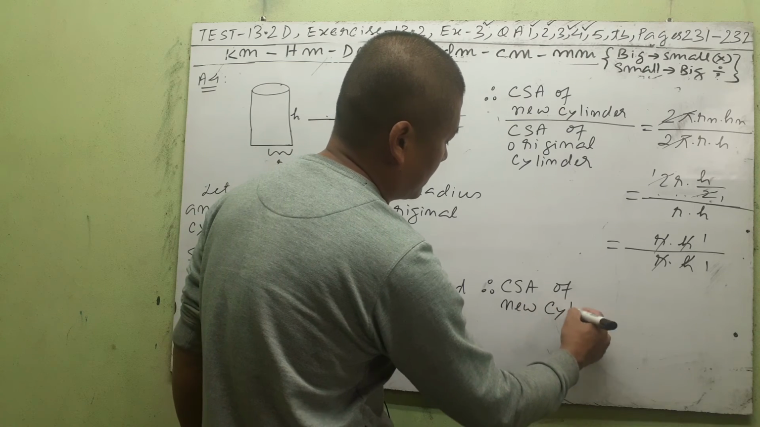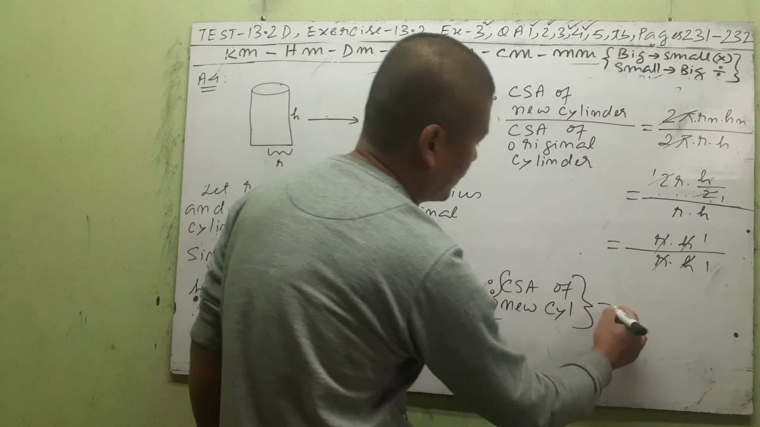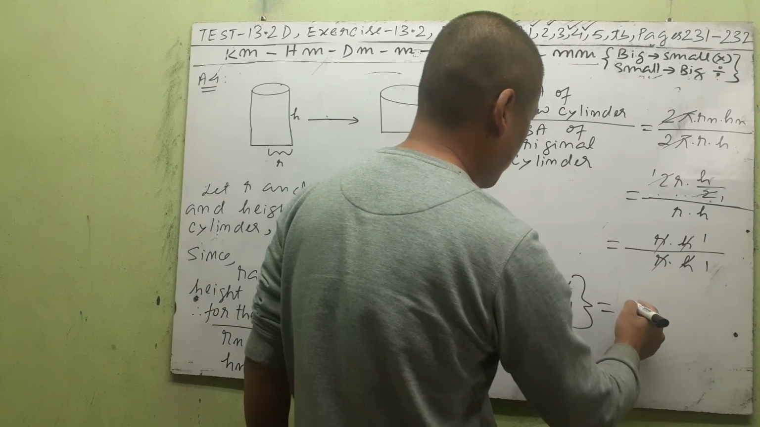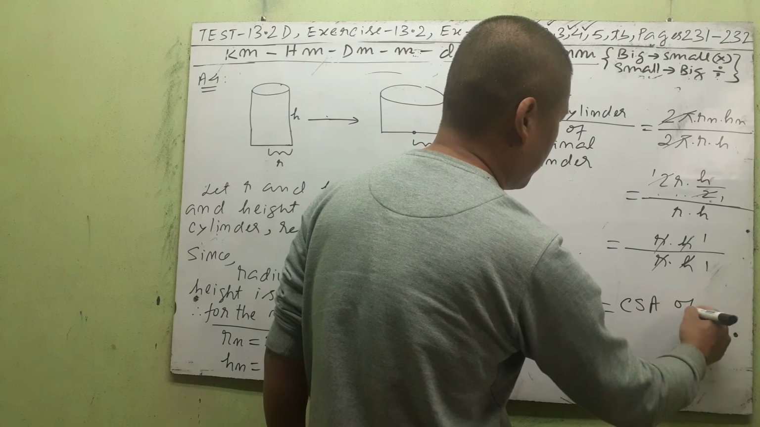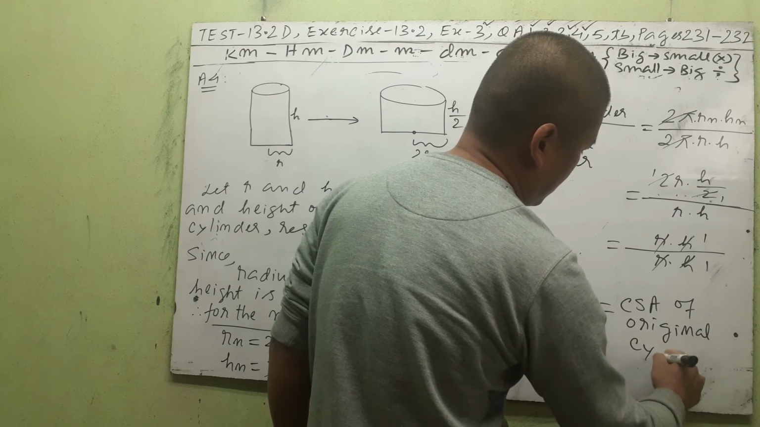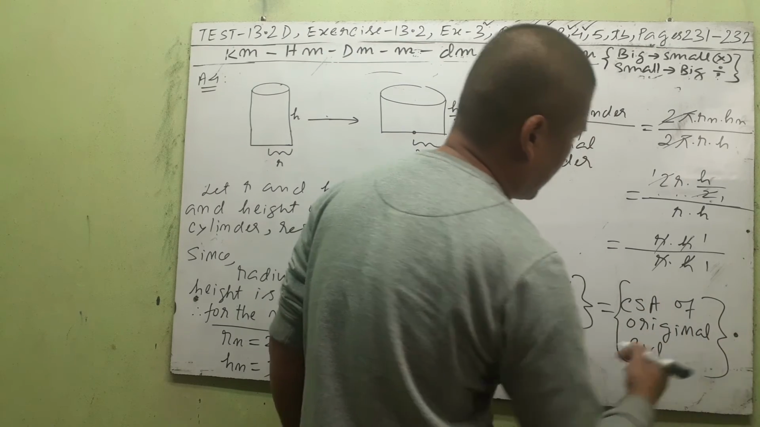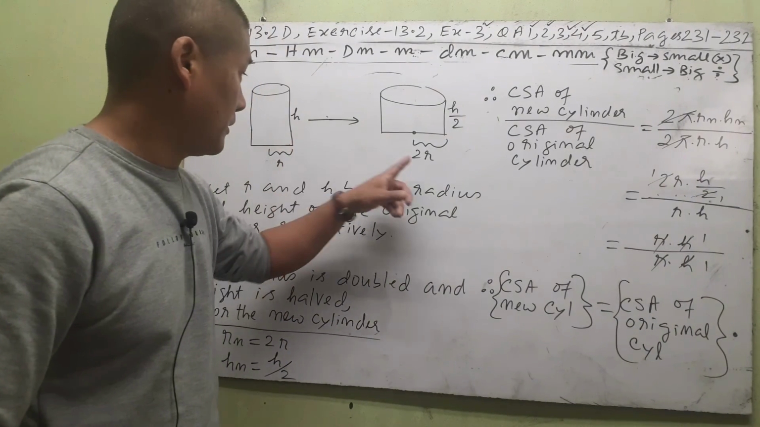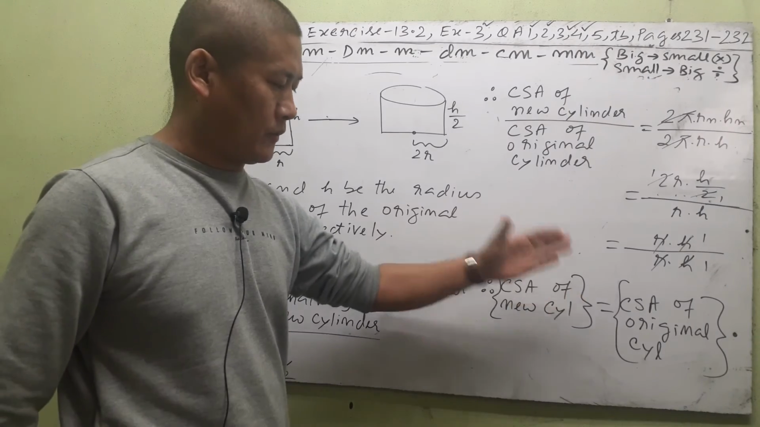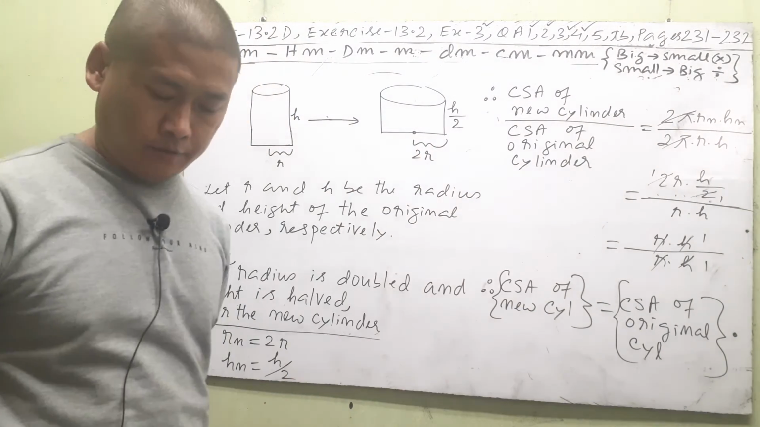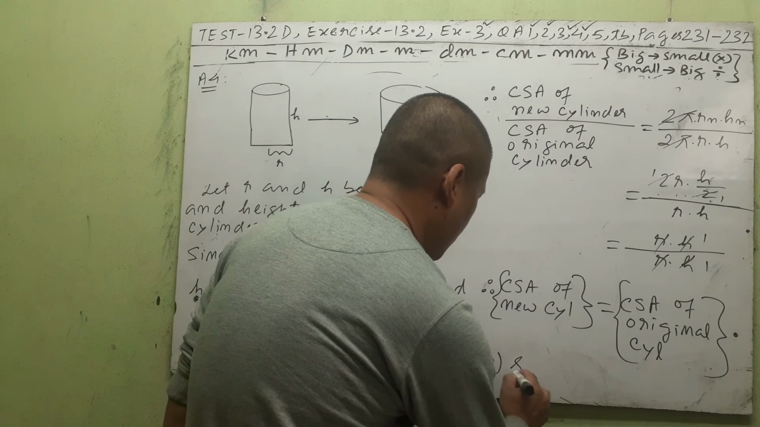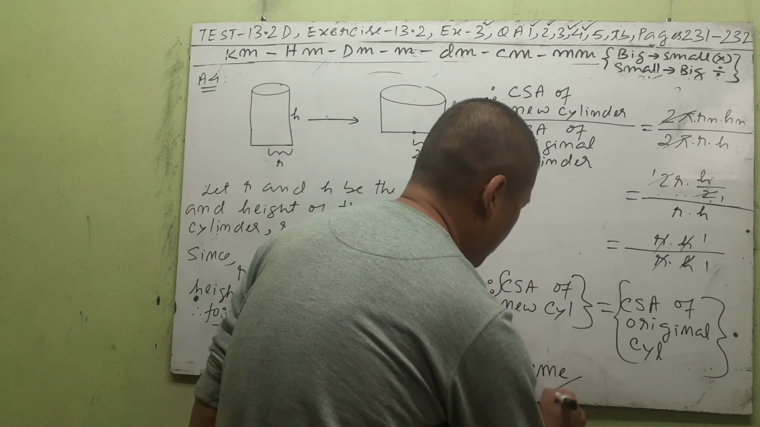Therefore, curved surface area of the new cylinder, if you shift this denominator, you multiply it by 1 and go to the numerator, equals curved surface area of the original cylinder. So we find that when we alter the radius r to 2r, and halve the height, the curved surface area of the original and new one has not changed. So the answer choice is C, same. There is no change in the curved surface area.